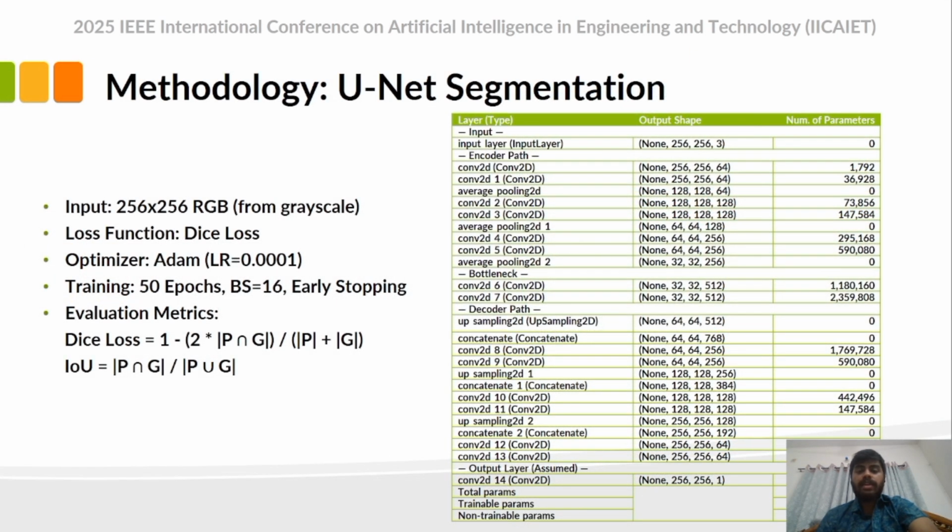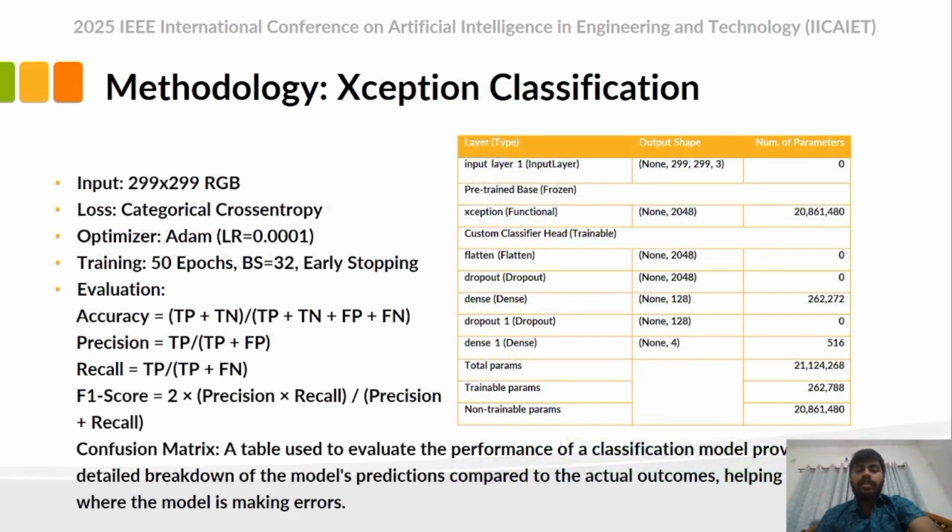Here's the architecture of the UNet segmentation model we used, and this is the Xception classification model we used. And these are the equations for the metrics we used for evaluating the performance.